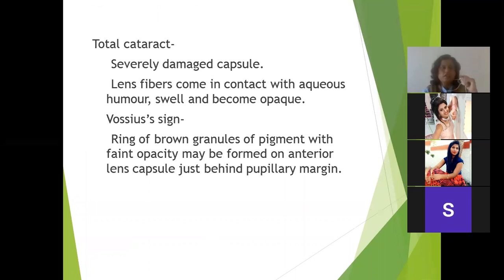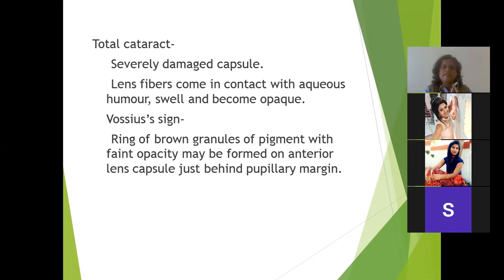Then next is a total cataract. When we see a total cataract, the capsule is severely damaged, with the lens fibers coming in contact with the aqueous humor, swelling and becoming opaque. Vossius ring: a ring of brown granules of pigment with a faint opacity may be formed on the anterior lens capsule just behind the pupillary margin.